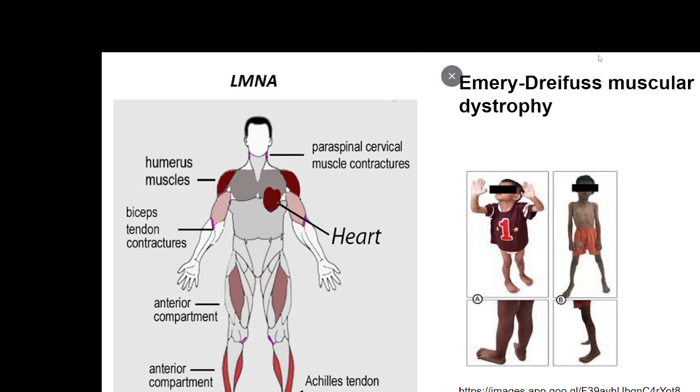Then the Emery-Dreifuss muscular dystrophy is also called LMNA, and there the patient may have involvement of the paraspinal muscles and cervical contractures. Heart muscles are involved quite frequently, along with humerus muscles and anterior compartment muscles, and the gait could be very typical, like the child may be walking with widely kept legs. There could be atrophy of the muscles, and the position of the body may not be in a straight line.